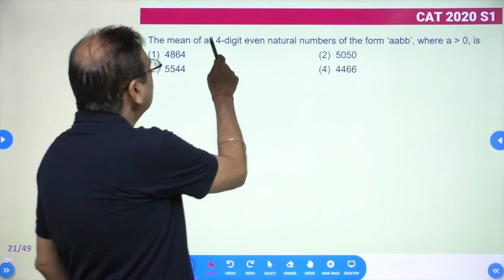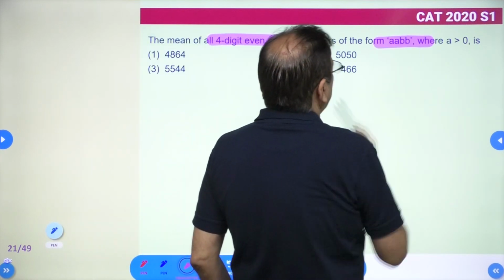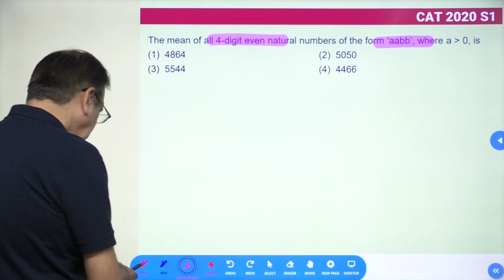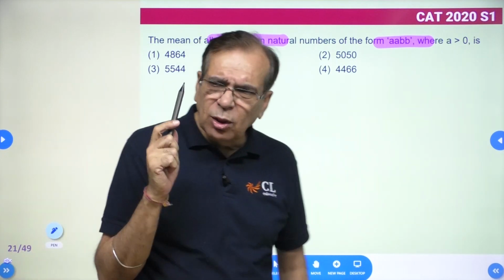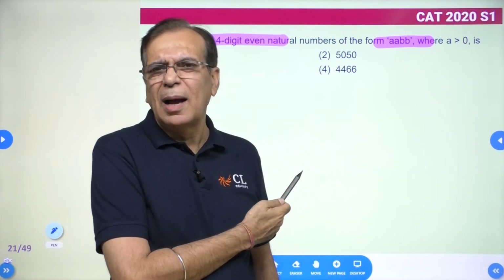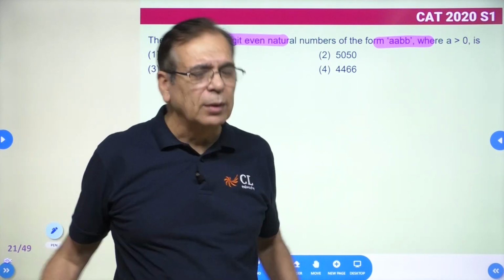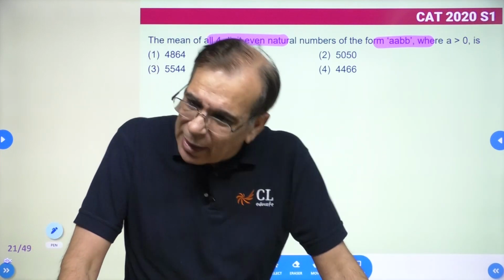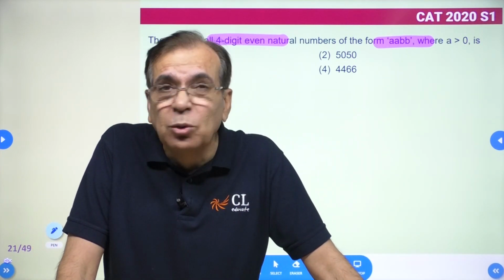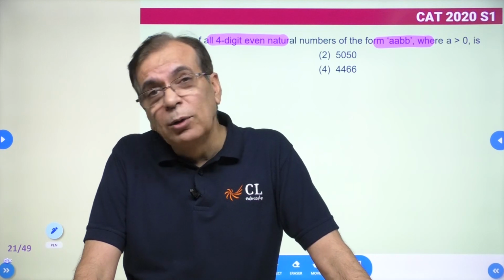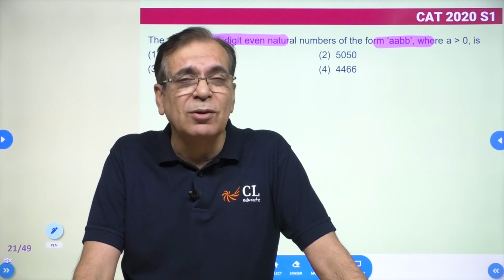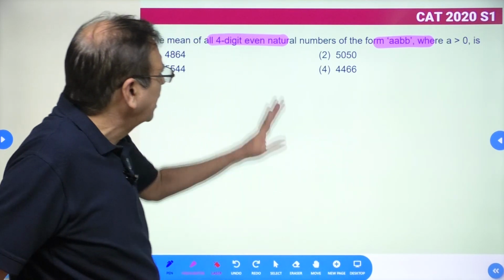The mean of all 4-digit even natural numbers of the form of this. Okay, so this is a question which people waste a lot of time on, doing unnecessary work. They convert this into an arithmetic progression and try finding the sum. Yes, it's an arithmetic progression, but you don't have to find the sum. Why do you need to find the sum? So that you can get the average. Waste of time. Let us understand this.